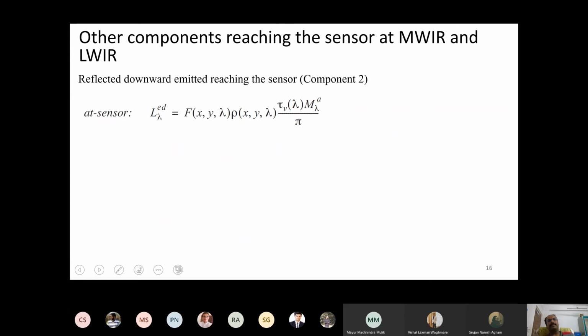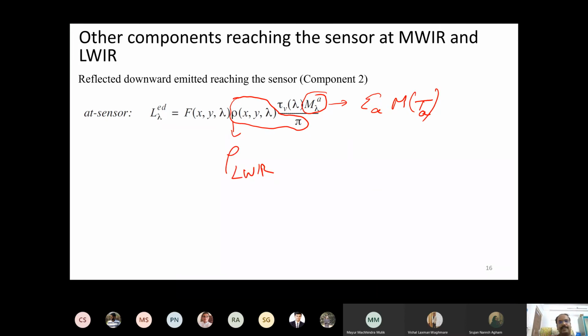Now we come to the second component, the reflected downward component. This is energy emitted by the atmosphere: emissivity of the atmosphere multiplied by the temperature of the atmosphere. If you do this, you will get this. This is to account for the reflection from the surface. Here also the reflection you are using is the LWIR band's reflection. This is the transmittance. Again, please drop this F; no need to remember that.